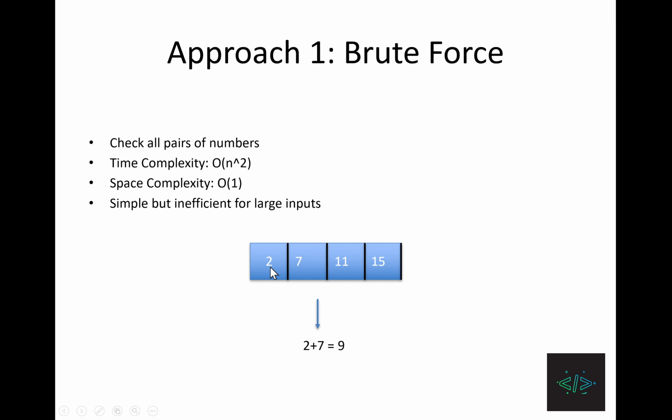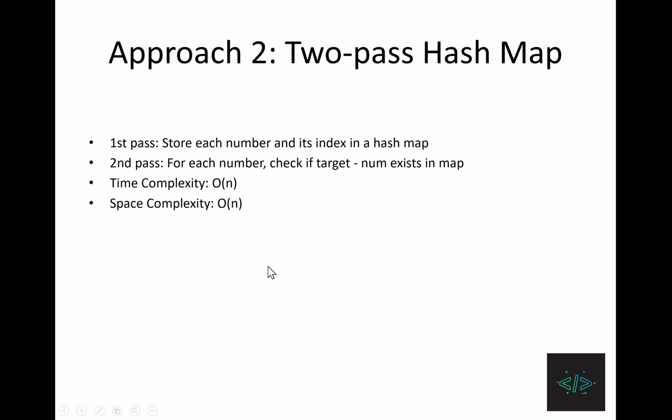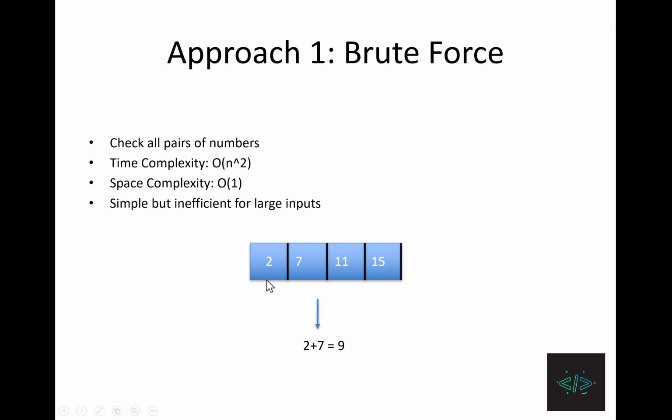For 2 we will check 7, 11 and 15, and 2 and 7 will be returned, but there may be cases where we have to check all the indices, and that will go to a time complexity of n square, which will be too slow for an array size of 10 to the power 4. So it will not work in our case because it will give TLE for the problem.